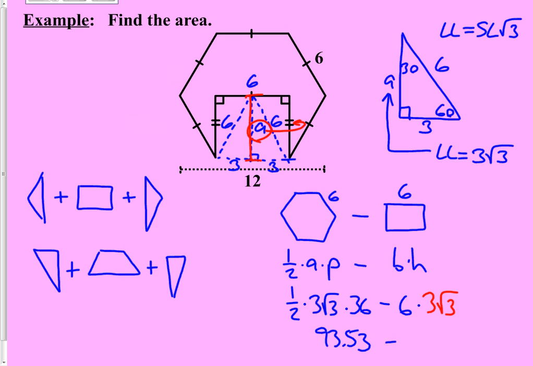From that, over on the right, we have whole numbers of 6 and 3. 6 times 3 is 18, and 18 times the square root of 3 is about 31.18. And if we subtract those two values from each other, 93.53 minus 31.18, then we get an area of approximately 62.35 square units.